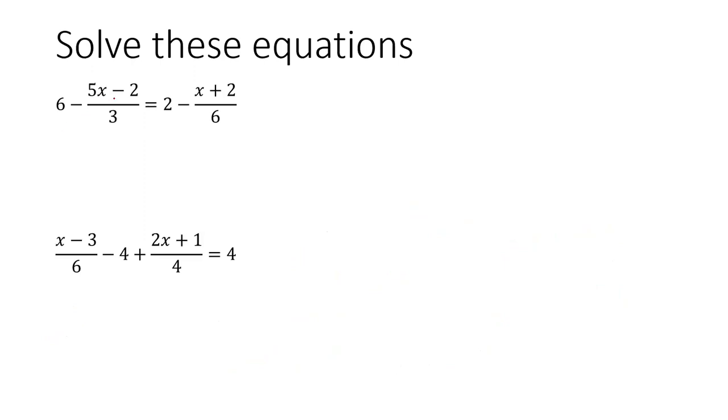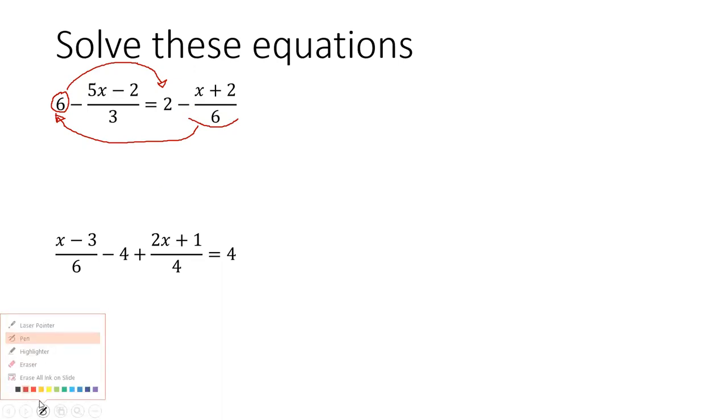6 minus 5x minus 2 over 3 equals 2 minus x plus 2 over 6. All right. The next step is an important step. Why? Because positive 6, this 6, is going to move to the second term, and this expression negative x plus 2 over 6 is going to move to the first term, from the right side to the left side.